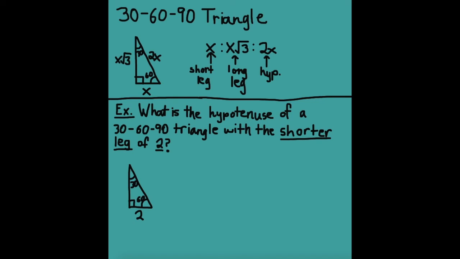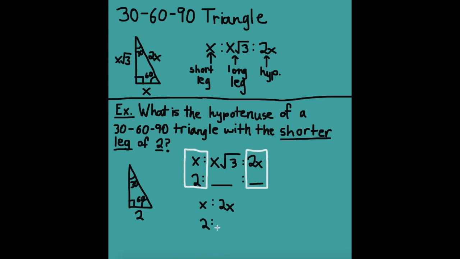Now, we can use the ratios of 30, 60, 90 triangles in this problem. The ratio is x to x root 3 to 2x. The ratio here is 2 to some number to some number. The problem is asking for the hypotenuse, so we will focus on two ratios, the shorter leg and the hypotenuse. We will focus on x to 2x and 2 to some number.